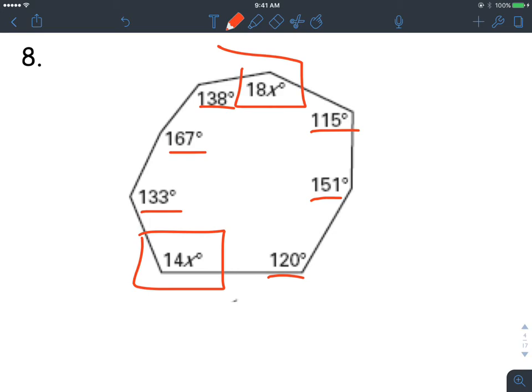So what do we got? 133 plus 167 plus 138 plus 115 plus 151 plus 120. So that'll be 824. The x's, when you add those, what do you get? 32, I think. It's 32x plus 824, and then equals, and then let's see, 1, 2, 3, 4, 5, 6, 7, 8 angles right there.